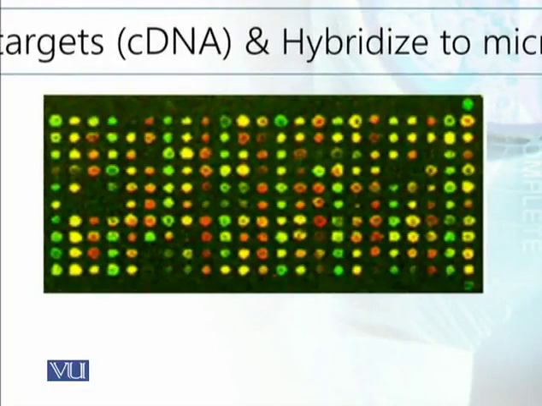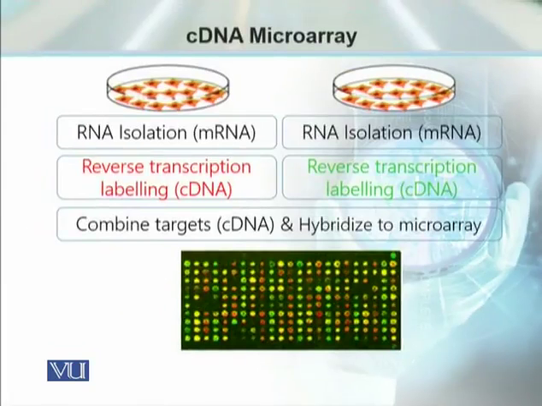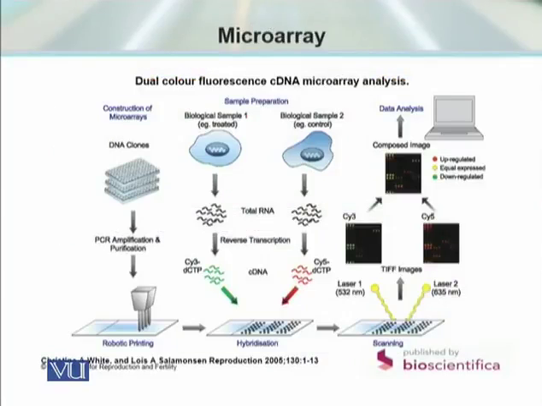Some spots will appear red, some spots will appear green, and some will appear yellow. That will indicate that the red spots only get the genes expressed in the normal cells, green spots only get those genes which expressed in cancer cells, and the yellow one expressed in both.